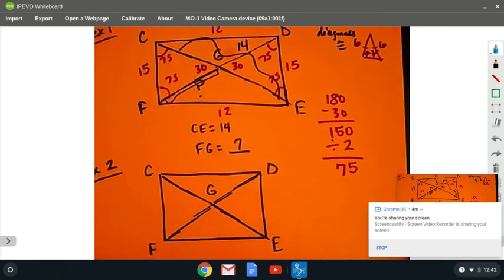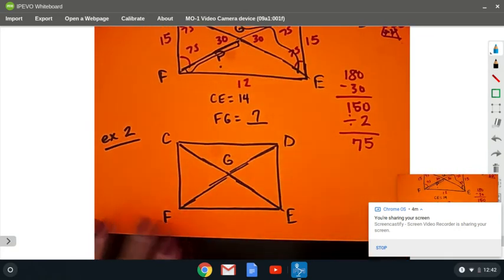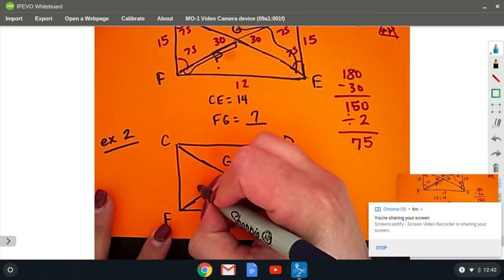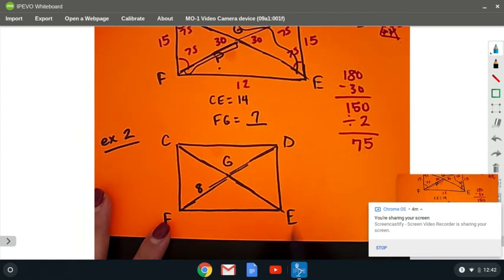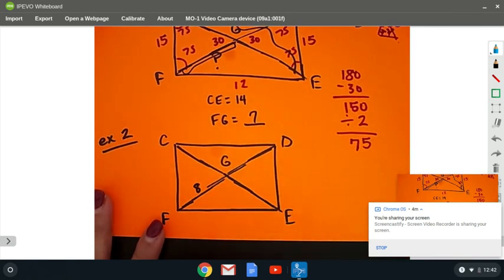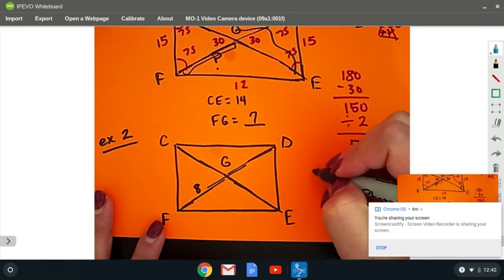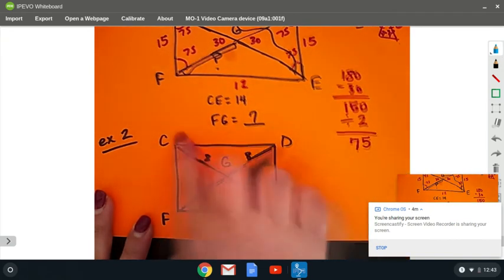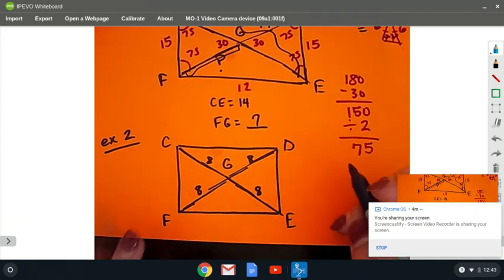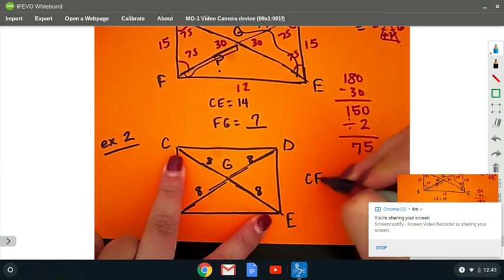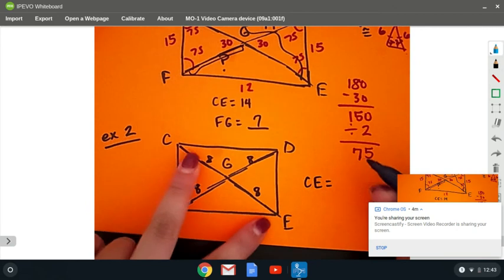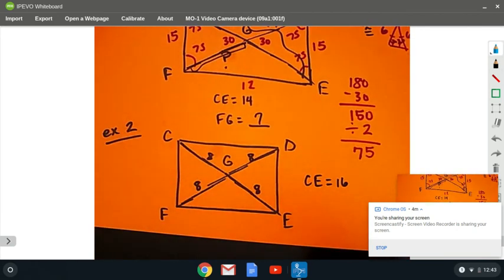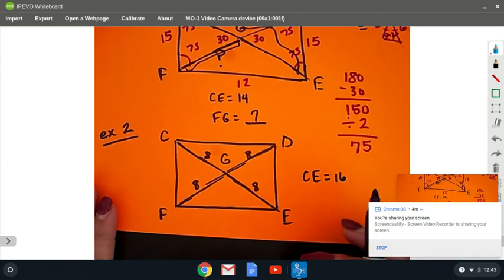Something else you could see here, and I'll start with a different picture, is if I tell you that this is 8, you can tell me so many different things from knowing that FG is 8. So first off, if FG is 8, then all of these pieces of the diagonals are 8. Then you also know the full diagonal. So if I asked for CE, which is a full diagonal, you would know that that's 16. So all of these pieces of the diagonal, all these halves should be congruent.